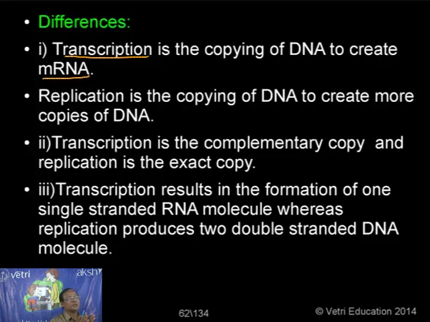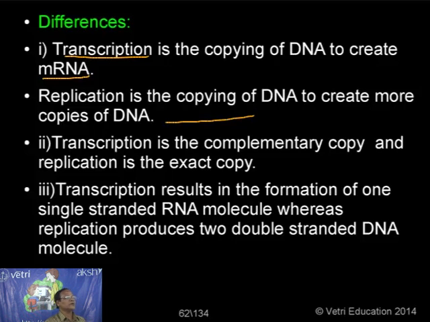When you have a single DNA molecule of two strands, it is being produced into two DNA molecules which are exactly similar to that of the parent strand. That is why we can say that the replication process gives an exact copy of the DNA molecule, and that one is a complementary copy of the DNA molecule. And transcription results in the formation of one single stranded RNA. One single stranded RNA being produced.